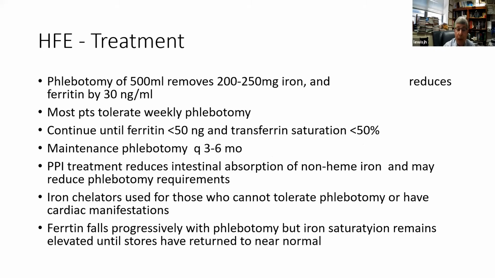The treatment is phlebotomy. How often do you do it? You send them to hematology, and they go to the transfusion center, and they'll do weekly phlebotomy if the patient can tolerate it. And what we're looking for is to get that ferritin down to below 50, certainly less than 100. And you want their transferrin saturation below 50 as well. And then once you've got them there, you do a maintenance phlebotomy every 3 to 6 months. I've got some patients who just do it once a year and they're fine.